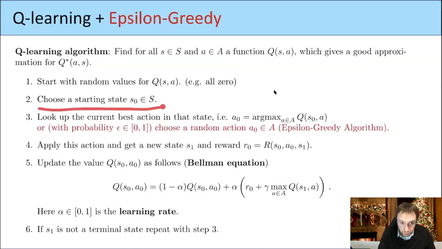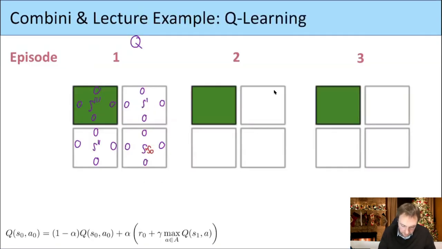Well, we start with some S0. And now we look at the current best actions in this state, where at this point we look at these 4 numbers here, where in this case we see all of them are the same. So we choose maybe just this action here. So let's say A0. Okay, so S0 is S and A0 is up.